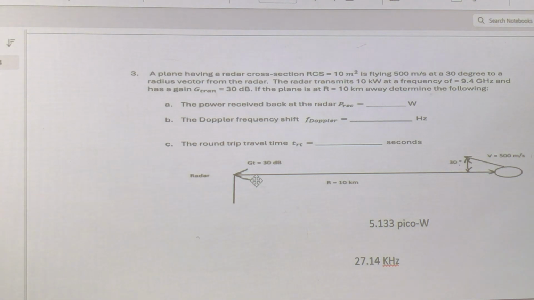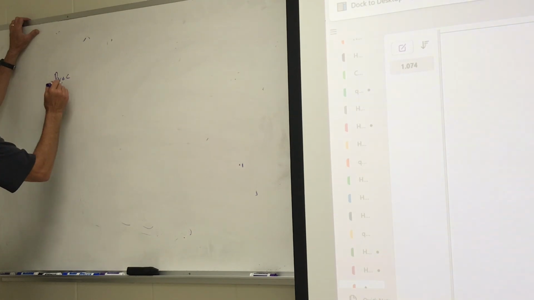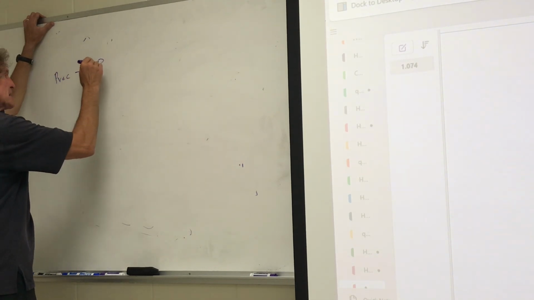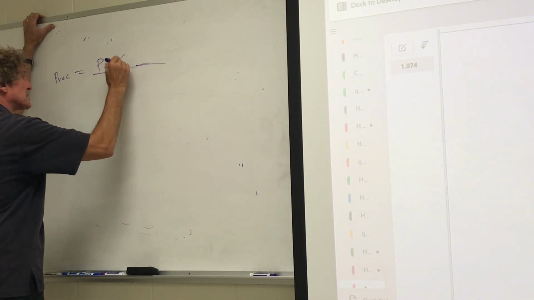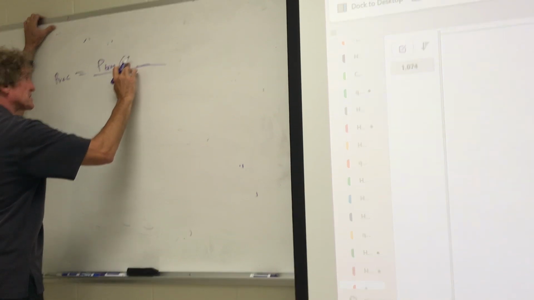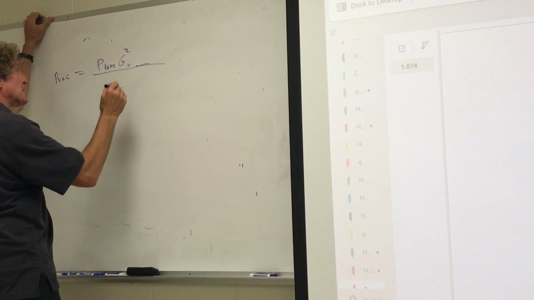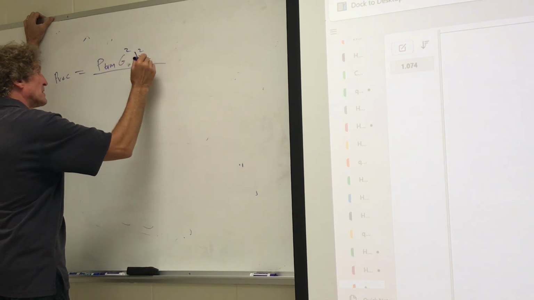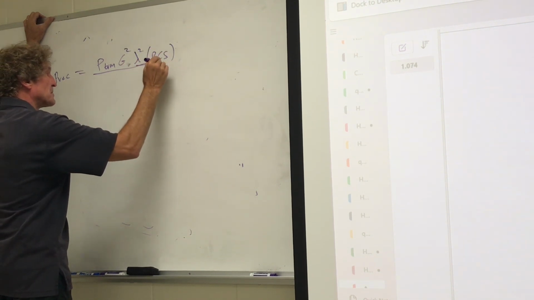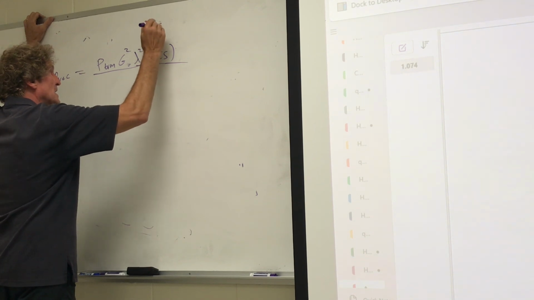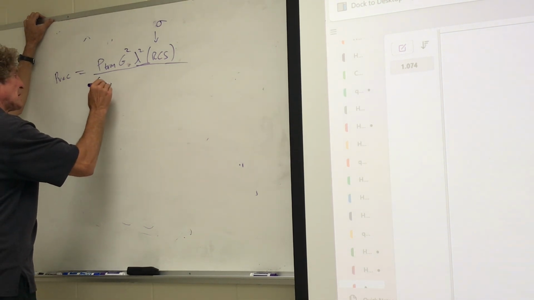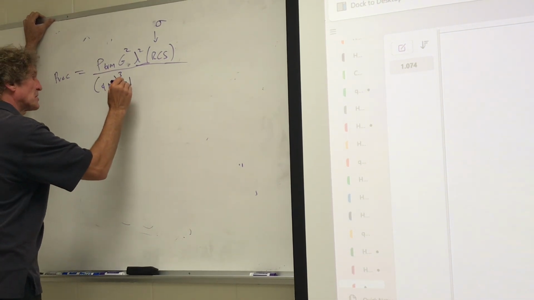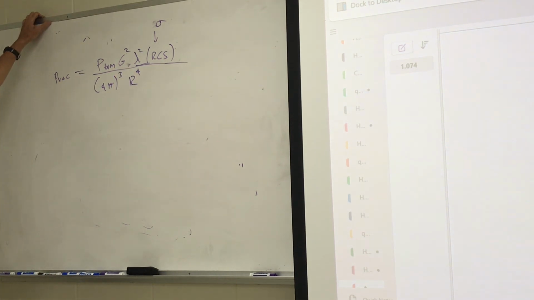And in either case, it doesn't matter how you do it. Say you got P transmitted, I think I give you what the transmitted power is. So take P transmitted, then it's going to be times the gain of the transmitter, times the gain of the receiver. They're the same, so gain squared. Then it's times lambda squared. Then it's times the RCS. The RCS is usually symbolized by sigma, but I put in RCS so you know. Then it's divided by 4 pi cubed, and then r to the fourth. R is the distance separated. That should be power received.